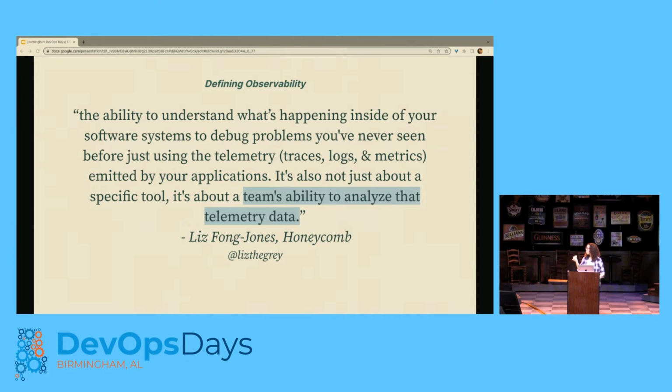Which is why this last part of observability is what really distinguishes it. The most important part of observability and doing observability well is that your engineers understand how to use telemetry to figure out what and why something is happening inside of their application. And this can be hard enough for any application, right? But it becomes even more difficult as your apps grow in complexity, right?